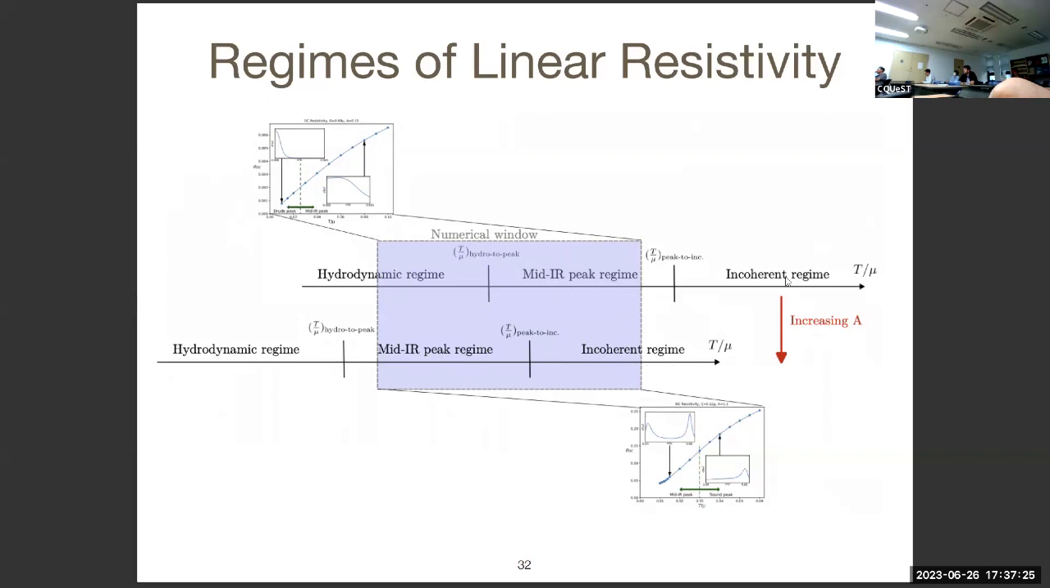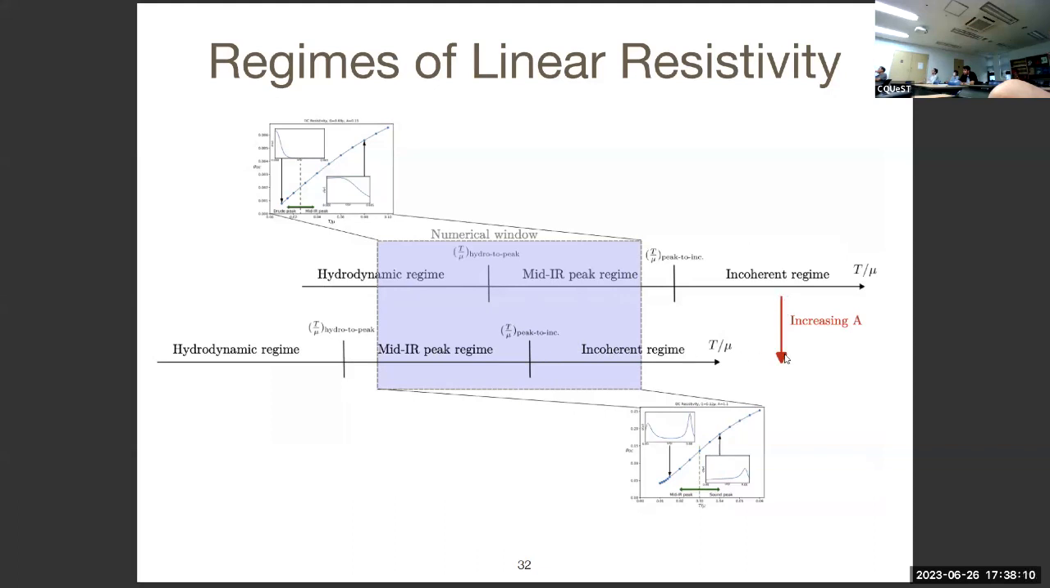This happens as we're increasing A, and the only problem here is that we only have a finite numeric window. If I go to extremely low temperatures, I run into numerical problems. If I go to extremely high temperatures, I run into very similar numerical problems. So I have available to me only a temperature window. Therefore, at any fixed A, I can't see the transition over all three possible regimes. But if I increase A, then I shift my view in these three types of scattering behaviors.